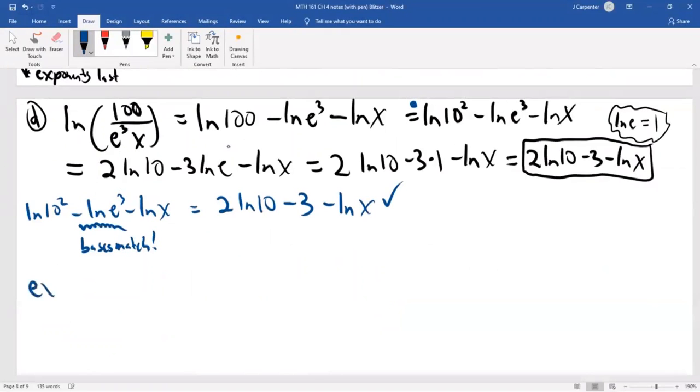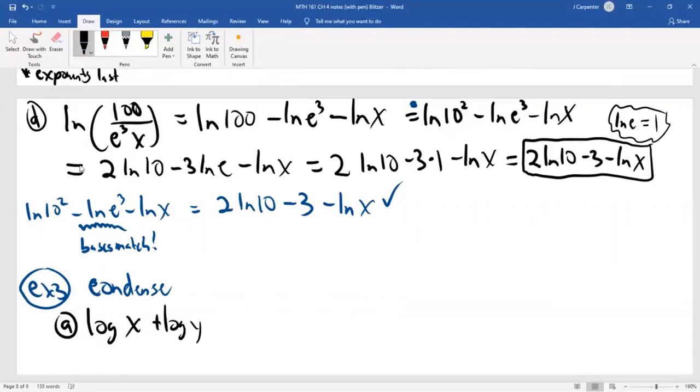All right, so example 3, condense. Log of x plus the log of y minus the log of 3. So we got a problem. Maybe we were trying to solve this equation or analyze it or something like that. It's not actually an equation. I didn't write it that way. But maybe there's a reason we want this to just be a single logarithm if we can make it a single logarithm. Notice I said if.